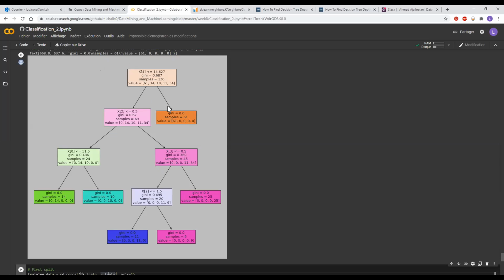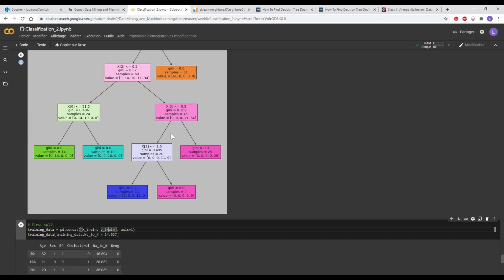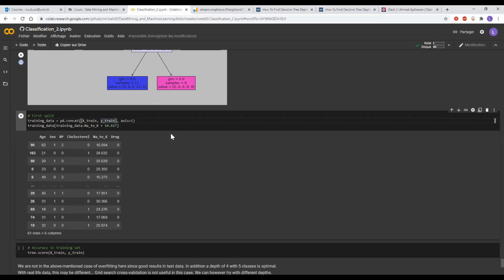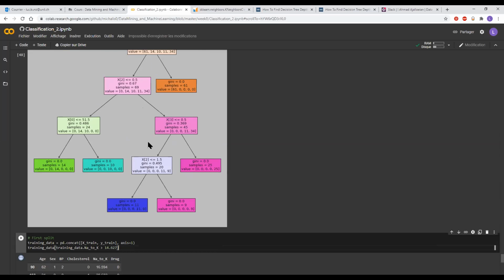So that's why this is the best split in this case, because it classifies directly into the Y class. And that's also why EDA is important, to know which algorithm to apply and so on and so forth. Okay.